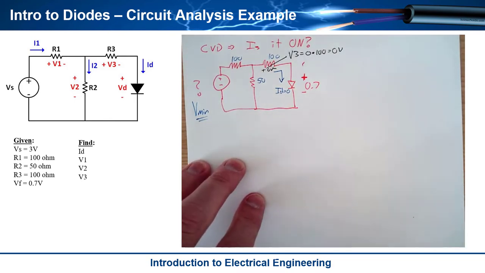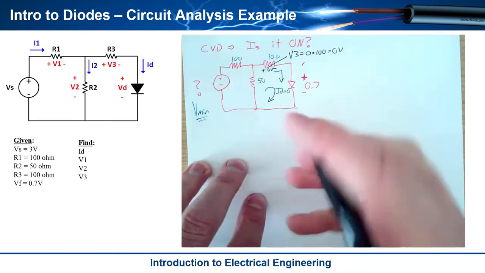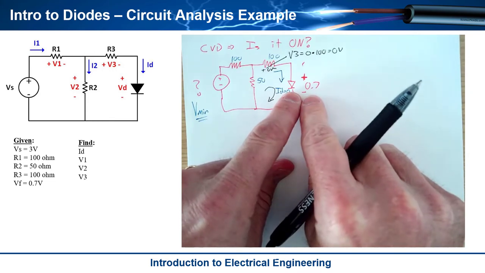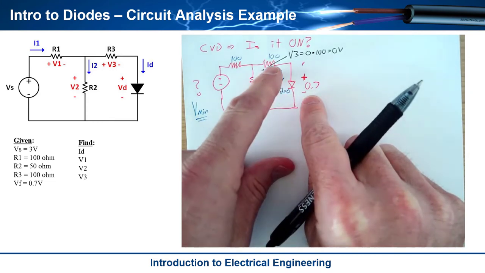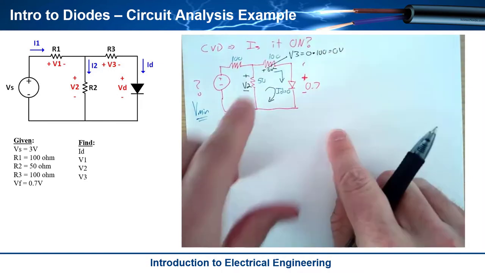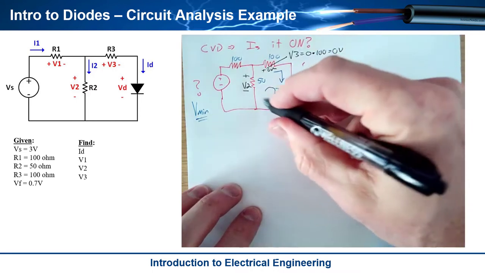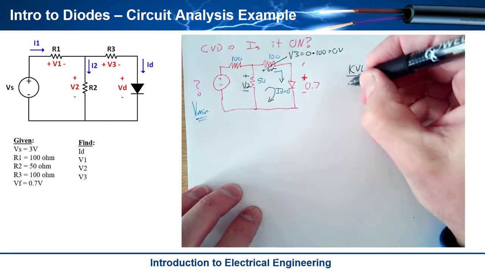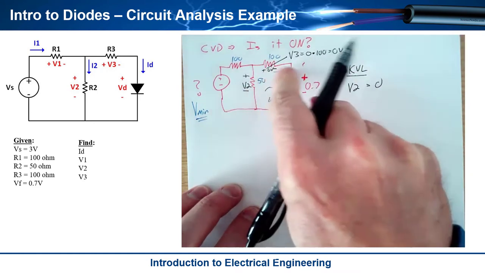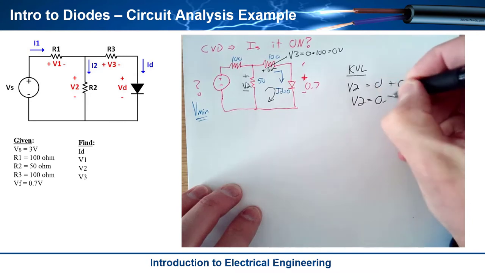Now what I'm going to do is KVL around this loop, because I know the voltage across the diode. I know what I want across the diode, and I know there's no voltage across R3, so I can find out immediately what V2 is. If I do KVL around this loop, I go across V2 from minus to plus, so it's a rise, then I drop across 0 volts, and then I drop across 0.7, and immediately I have V2 is equal to 0.7 volts.